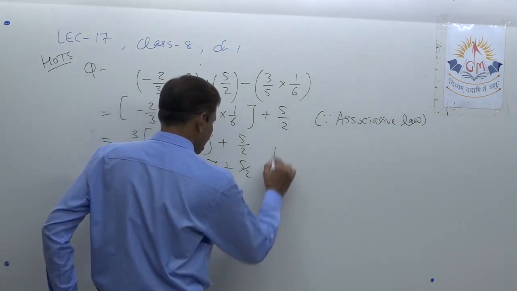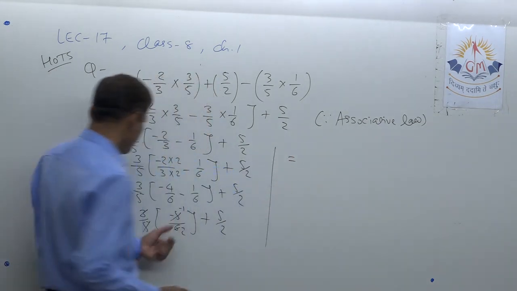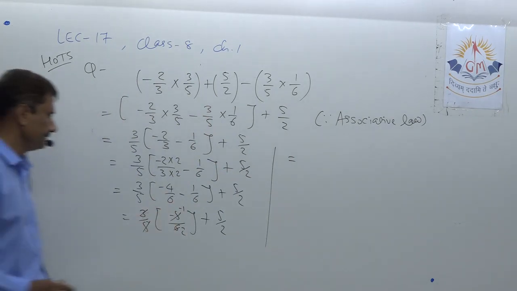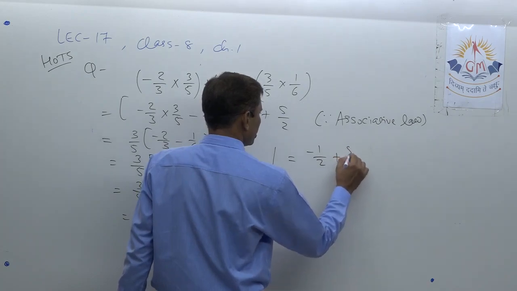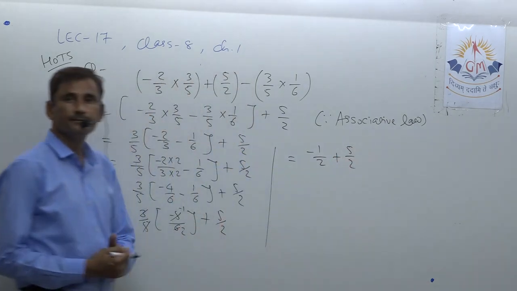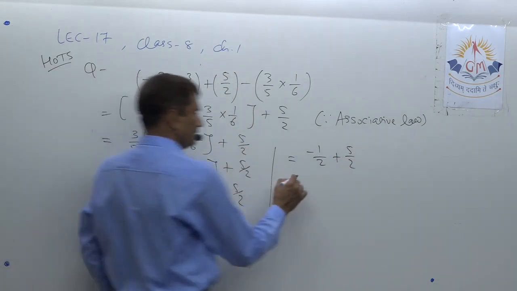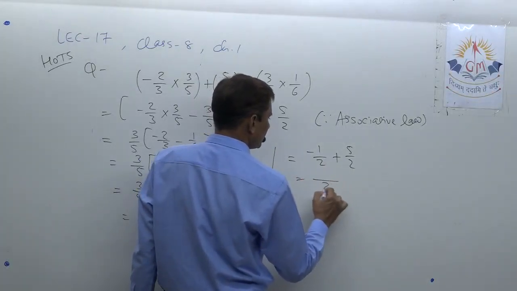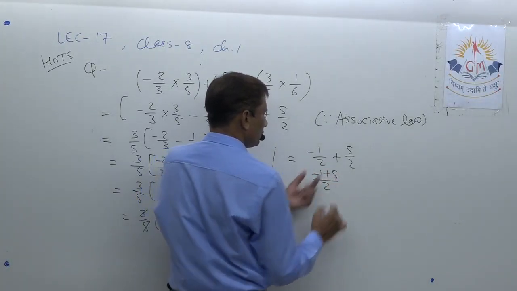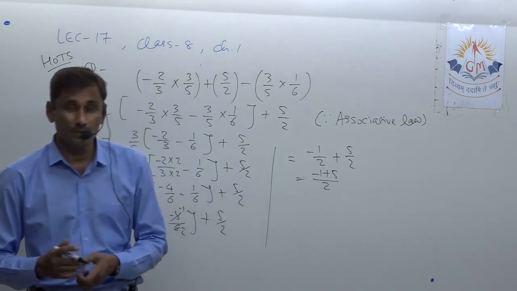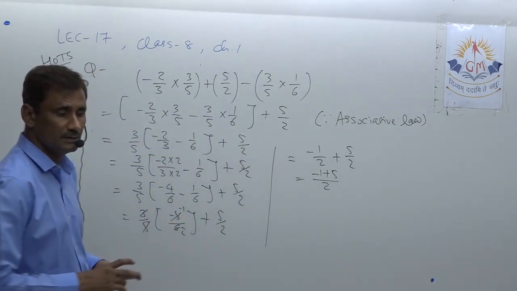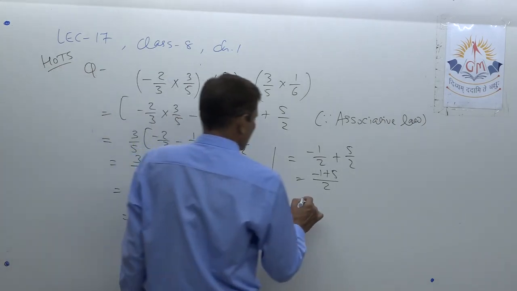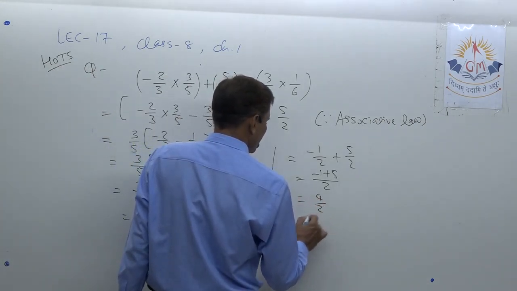So let's write here is equal to minus 1 by 2 here plus 5 by 2 is there. Now just combine them. So obviously it will be 2 minus 1 plus 5. No need to cross multiply or LCM here because denominators are already equal. So it will be 4 by 2, 2 only.